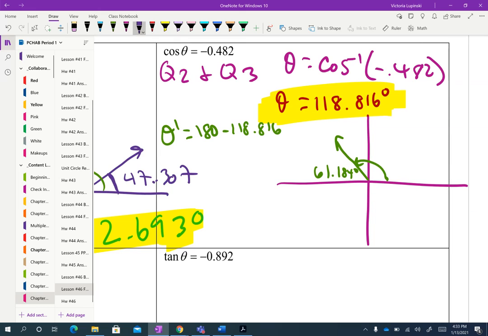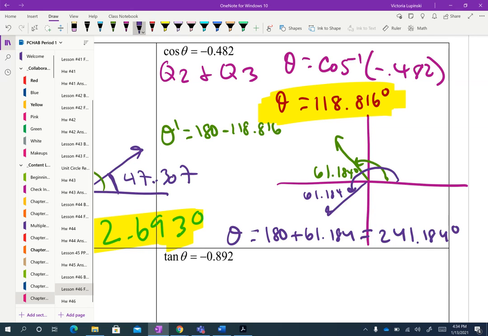Then again, the second answer has to be in the third quadrant. And I know that the answer in the third quadrant has to also start from standard position, and that it has to have the same reference angle. So how do I actually find that angle? Well, now I have to figure out how far past 180 did I go. So 180 plus 61.184 gives me an answer of 241.184 degrees, and that would be my second answer.